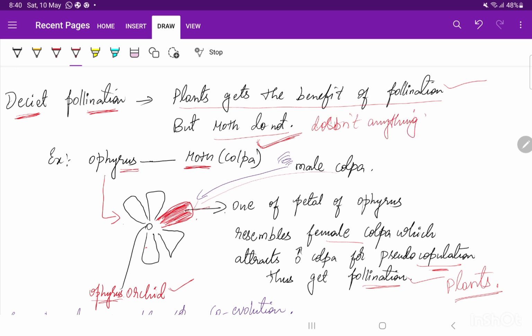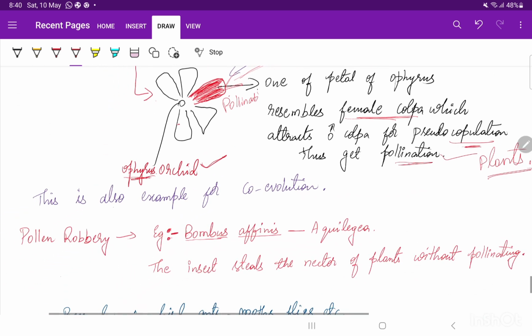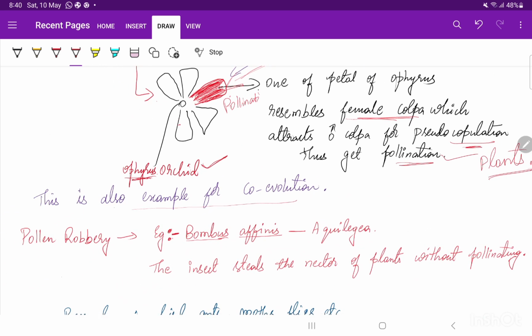Here one of the petals of the Ophrys orchid, that is the Ophrys plant, the flower resembles the female Colpa, and the male will be attracted by that female Colpa that is resembled on the flower, and they will carry out the process of pollination, but the male Colpa will get nothing. So in this way deceit pollination occurs. This is also an example of co-evolution.